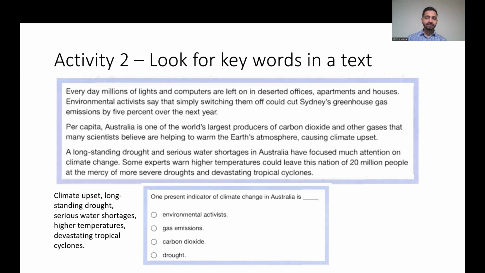But the keywords and the objective of this activity is to identify keywords in the text. So the keywords are climate upset, a long-standing drought, serious water shortages, higher temperatures, devastating tropical cyclones. All of these are indicators, isn't it? But we find only one here to be correct in the options, and we will go with drought.